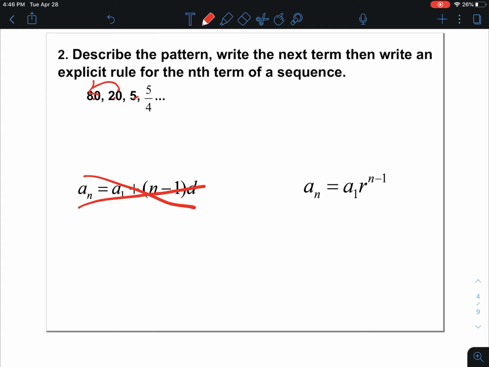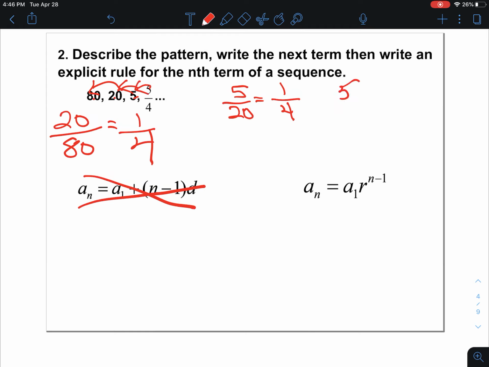If I take 20 and divide it by the term in front of it, 20 over 80 is 1 over 4. If I take 5 and divide it by 20, the term in front of it, I get 1 over 4. And if I take 5/4 and divide it by 5, the term in front of it, remember for division you keep, change, and flip. So these 5s will cancel out and I end up with 1/4.